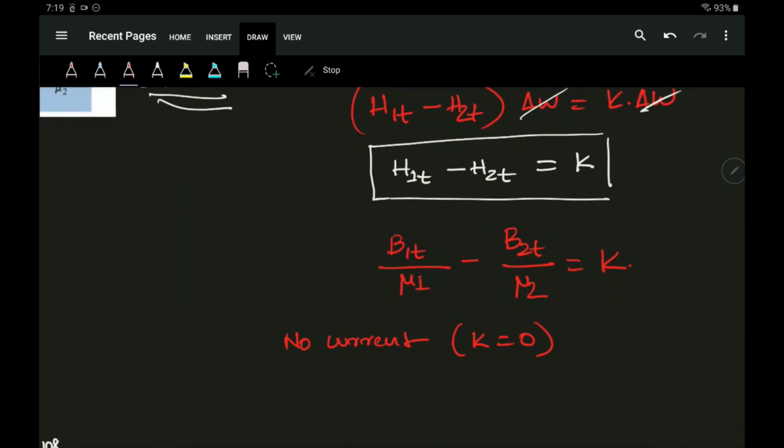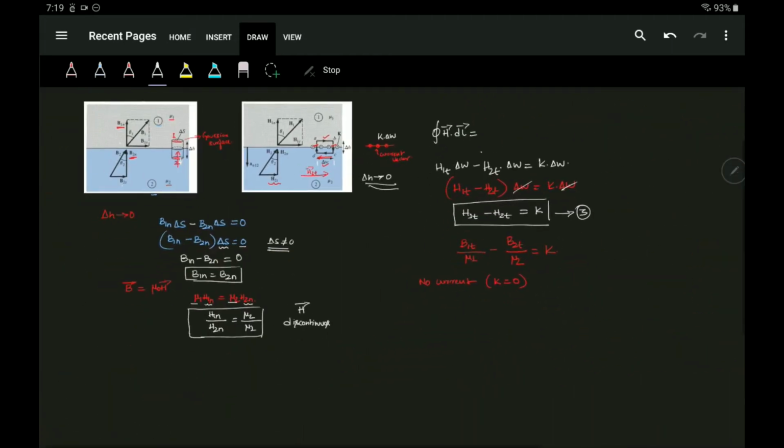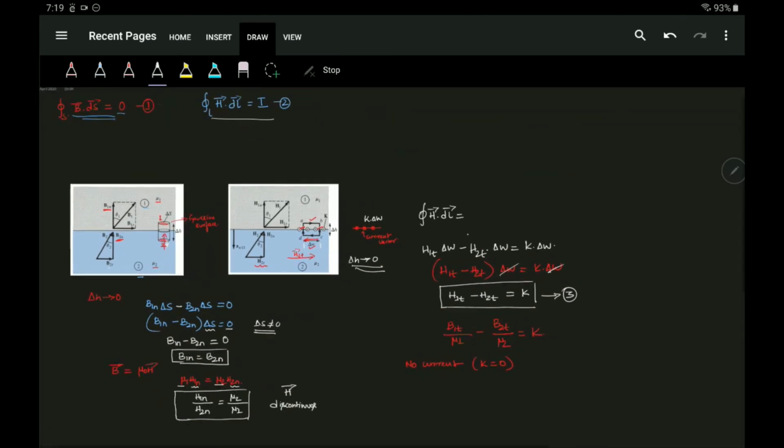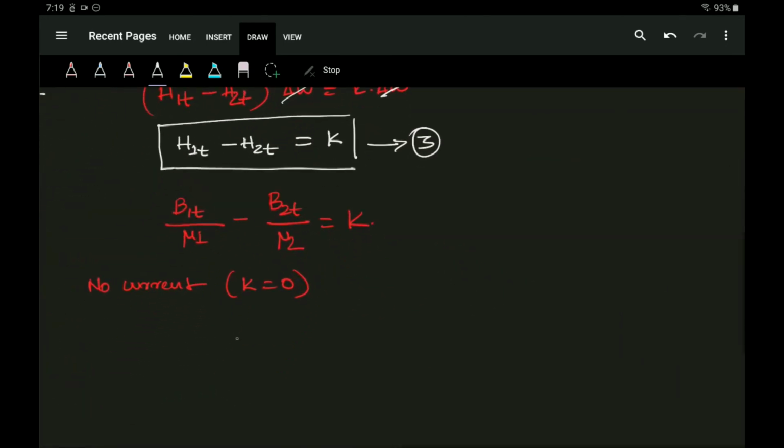So if I make k equal to 0, at that time my equation 3, I will call it as 3. So this equation 3 simply becomes what? It is H1t minus H2t will be equal to 0, or simply H1t equal to H2t.